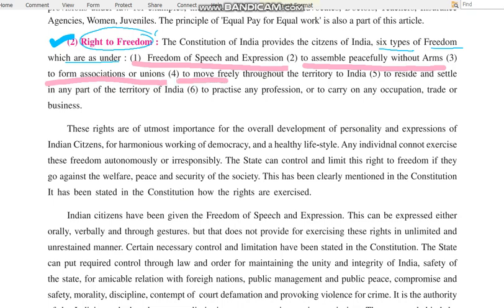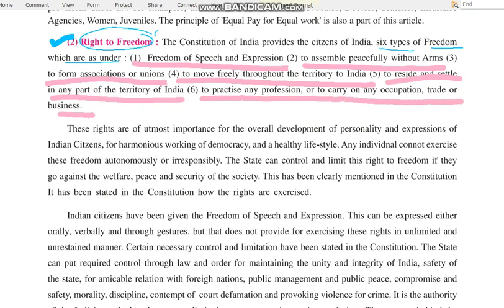Fourth, to move freely through the territory of India. You can move in any part of India without any problem. Fifth, to reside and settle in any part of India. You can settle in any part of India without any problem or without any permission. And sixth, to practice any profession, to carry on any occupation, trade or business. You can practice any profession. Yes, you need to be qualified for that. You can carry out any occupation, trade or business.